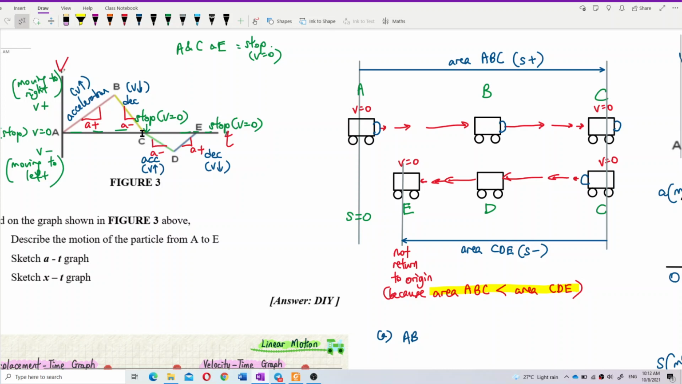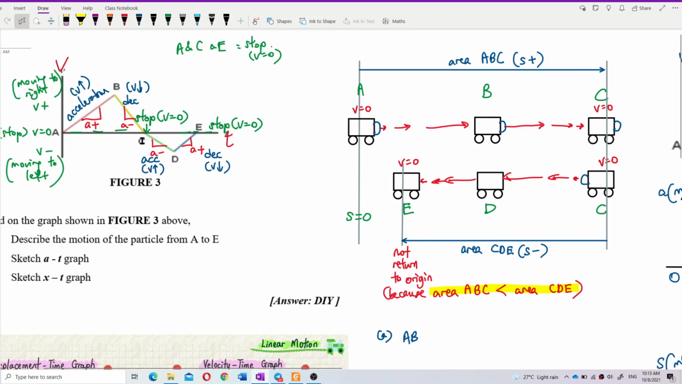It means here it changed direction already. Point C is where it changed direction. Before C it is moving to the right, but after C it is moving to the left. This is the thing you should know. After C, the velocity becomes negative, so it's moving to the left. So point C is where it changed direction from right to left.